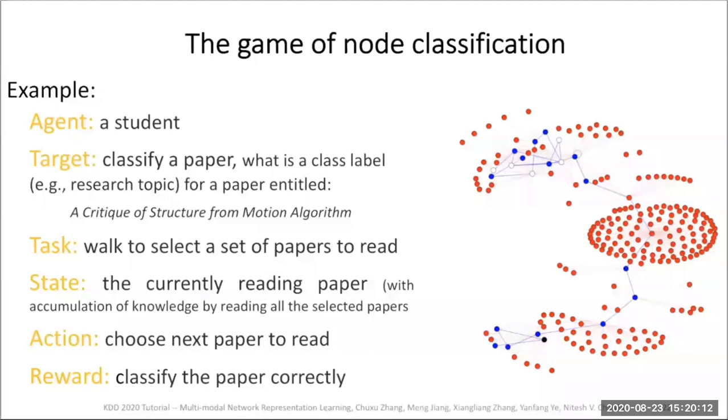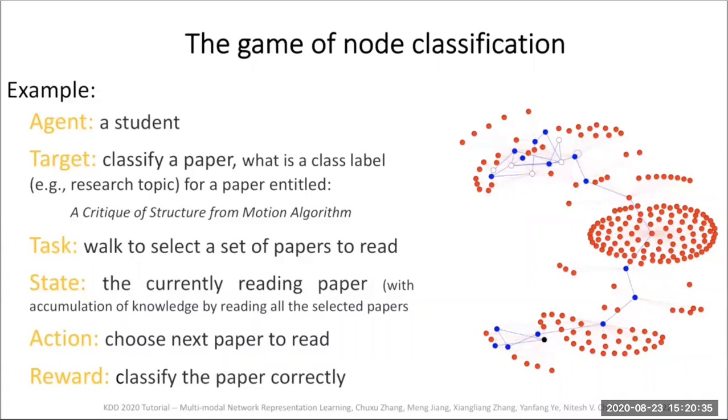And the state of a student is the current reading papers, and of course, with accumulation of the knowledge by reading all the selected papers previously. And the action here is to choose another paper to read. And the reward can be the correct classification of the paper.